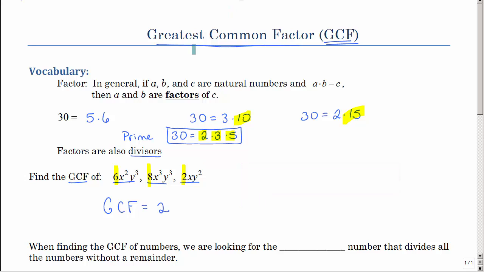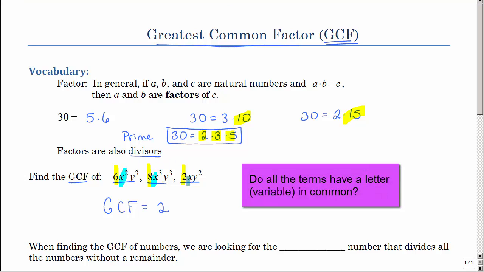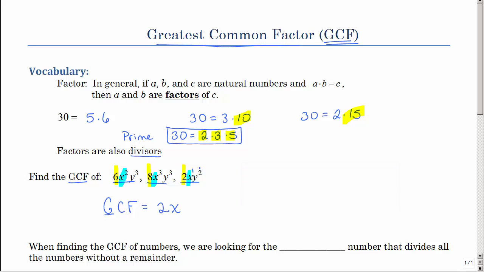There's not a bigger number that divides all of them. Then we look at the letters. Well, they all have an x in common, and so x is a common factor. The greatest common factor would be the smallest exponent, because they only have one x in common. Then we're going to look at, do they all have a y? Yes, they do. So y is also a common factor, and we choose the smallest exponent because, again, they have a y squared in common.